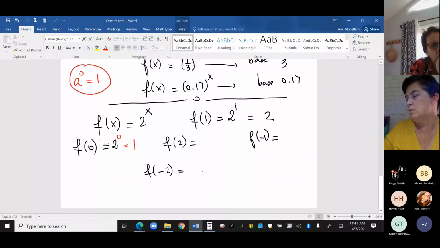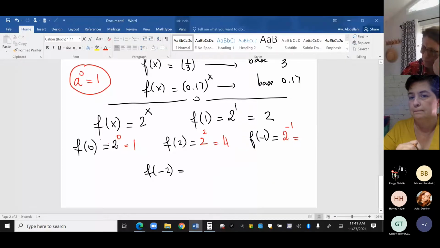Okay? So f of 2 is 2 to what power? 2 squared, which is 4. Thank you. Now comes f of negative 1, which is 2 to the negative 1 power, right? How much do we get with that? A fraction, 1 over 2, thank you.